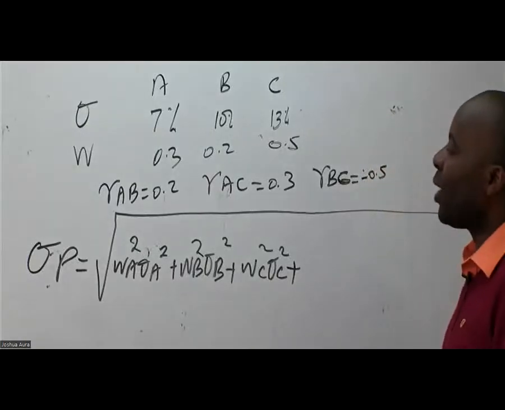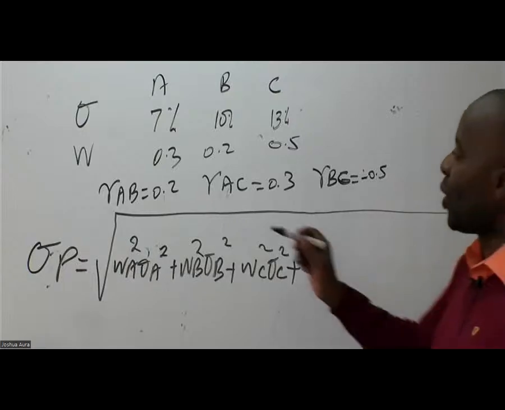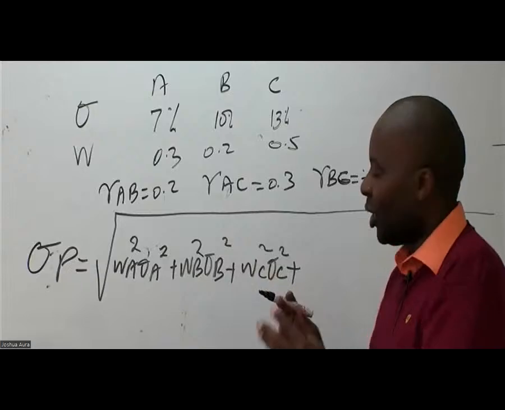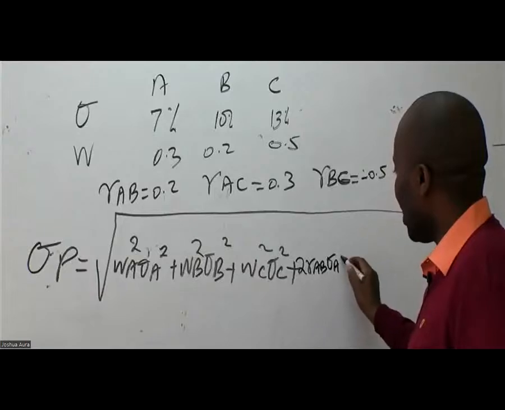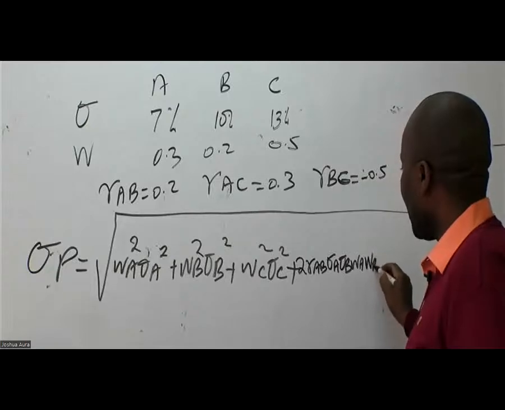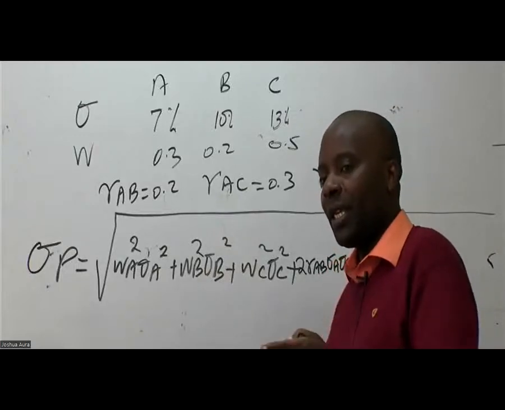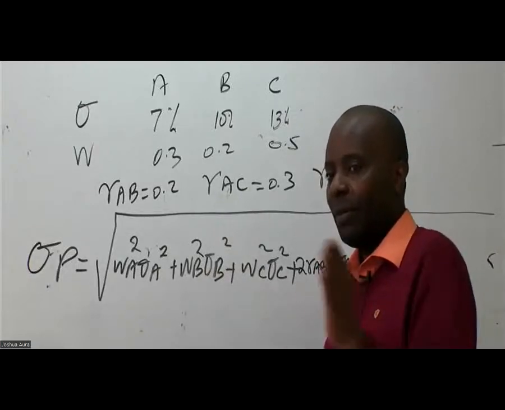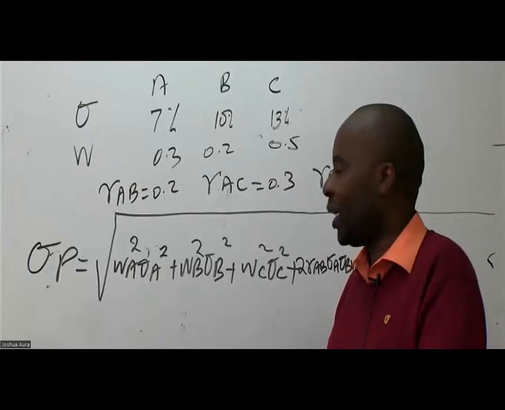Plus, straight away, I'll come and pull the correlations. Remember, we always combine 2 at a time. So I'll start with the AB combination: twice R between AB, standard deviation A, standard deviation B, with the weights attached, weight A, weight B. Plus, we go to the next pair. When we are pairing them, it's AB, then pair A with C, and lastly B with C.